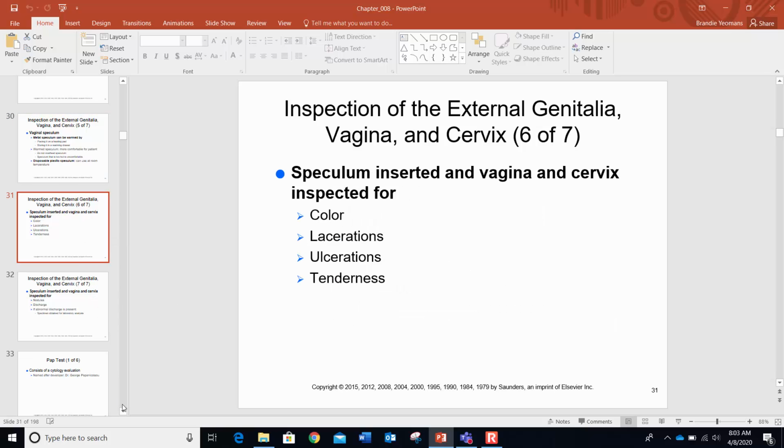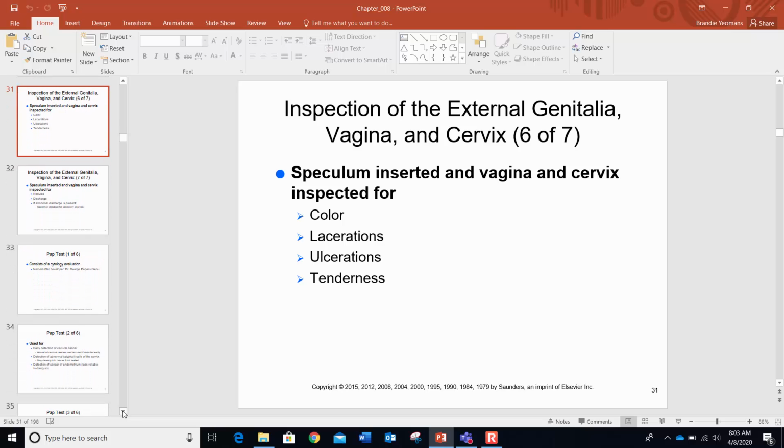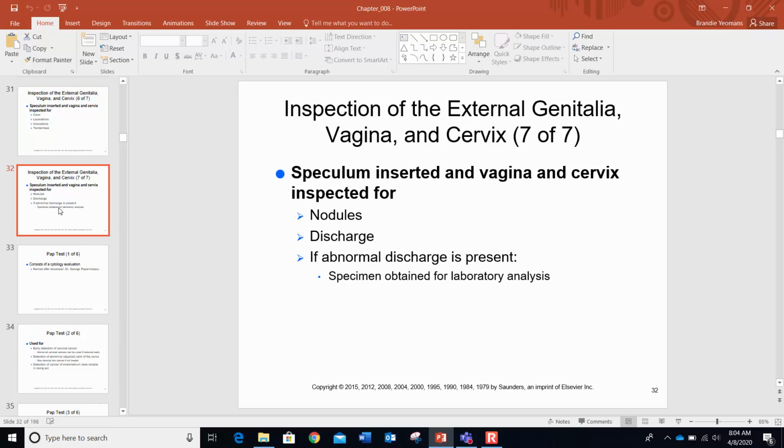Okay, so once the speculum is inserted and the physician is looking into the vagina and looking at the cervix, they're looking for the coloration of the tissue. Is there any laceration, ulceration, or tenderness noted? We're also looking for nodules, discharge, and if there is some discharge, what does it look like? Does it have an odor? And the physician typically will get a culture of that discharge.